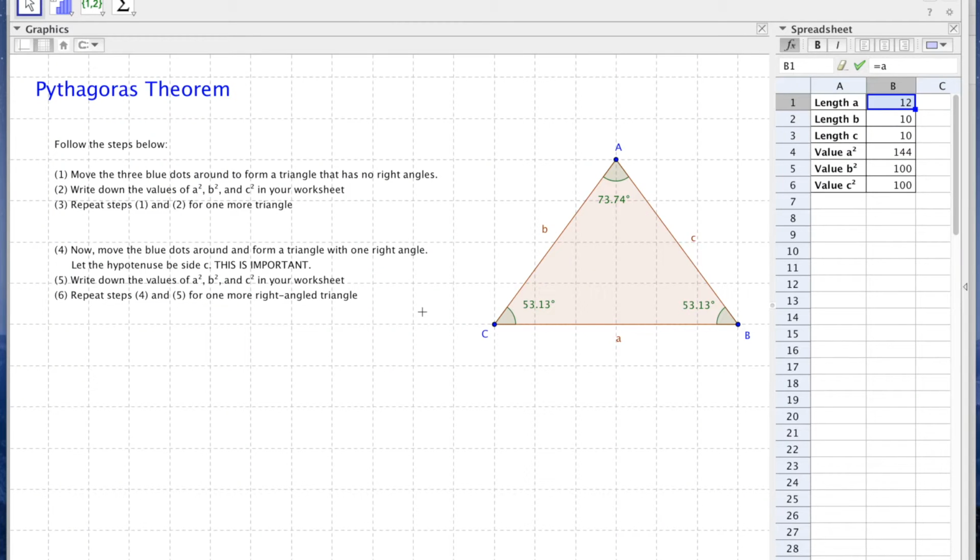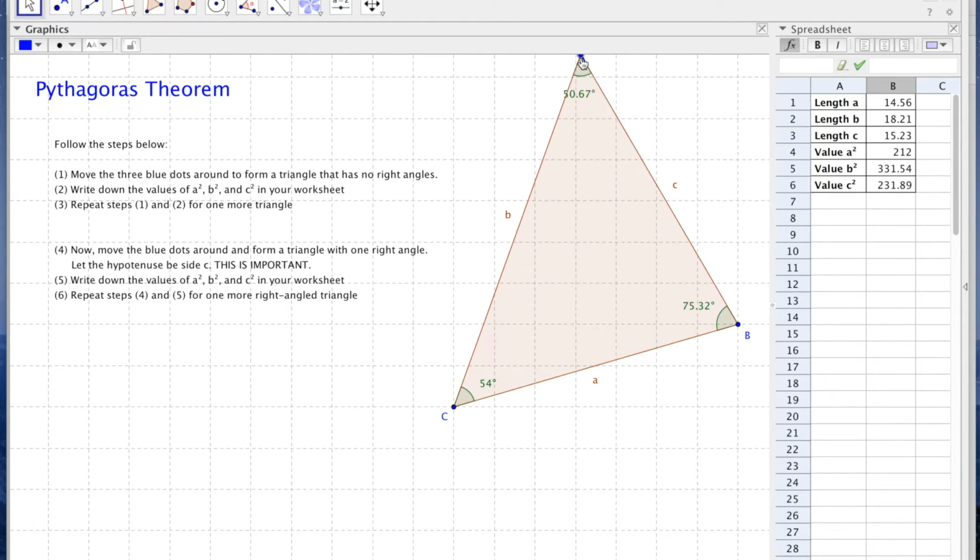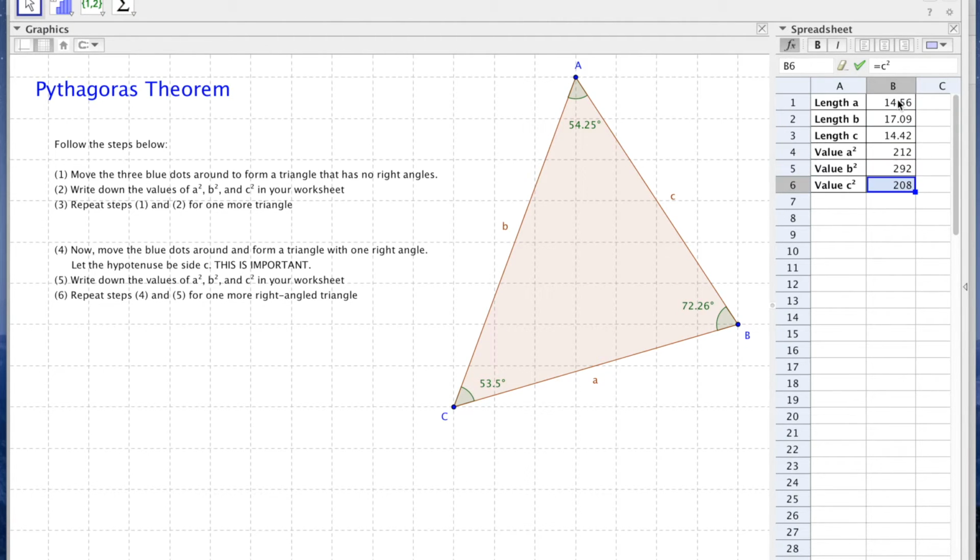We go back here. Repeat steps 1 and 2 for one more non-right angle triangle. This is where you can be a bit more adventurous. Remember I said that you can pull this whichever way you want and form whatever triangle you wish. For example, this is a non-right angle triangle. There are no right angles here, as you can see, because the angles are 72, 53.5, and 54.25. All the lengths are here, and you can just copy them down into your worksheet.